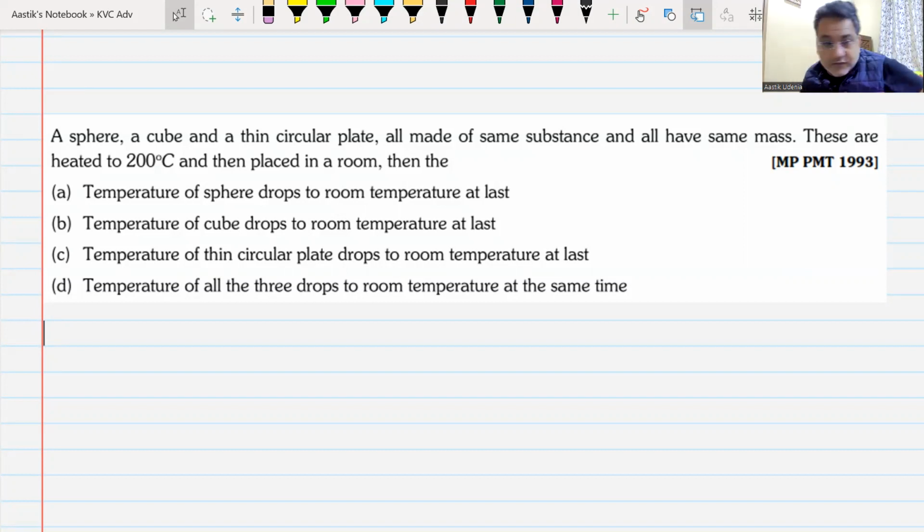Remember, for a given volume, a cube has the minimum... for a given mass, a cube has the minimum area. Do we remember this?